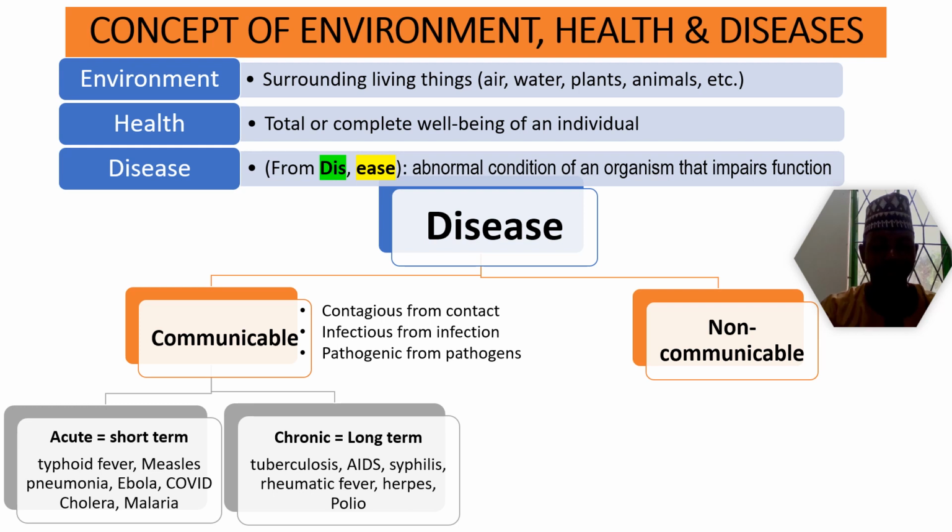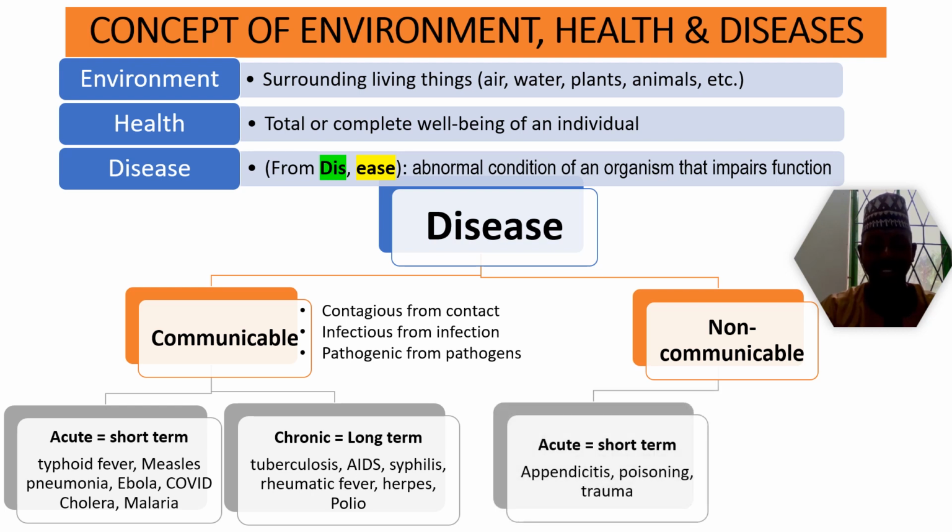communicable diseases. Now, just as we have acute communicable diseases and chronic communicable diseases, we also have the same terminologies in the case of non-communicable diseases. So we have acute non-communicable diseases, diseases that occur within a short period of time and are not caused by a pathogen. Examples of acute non-communicable diseases include appendicitis, poisoning, trauma, maybe due to an accident, and so on.